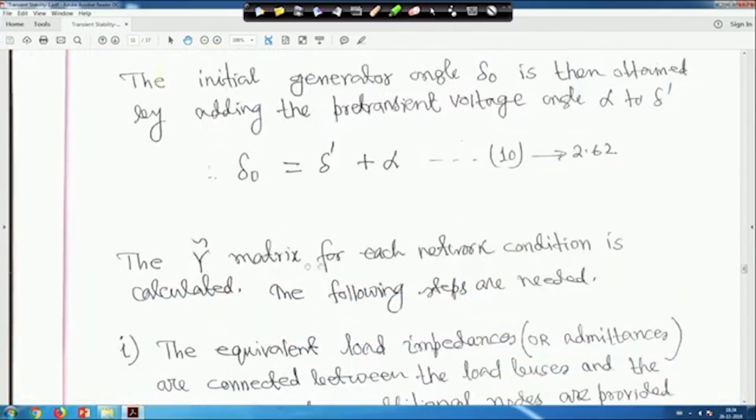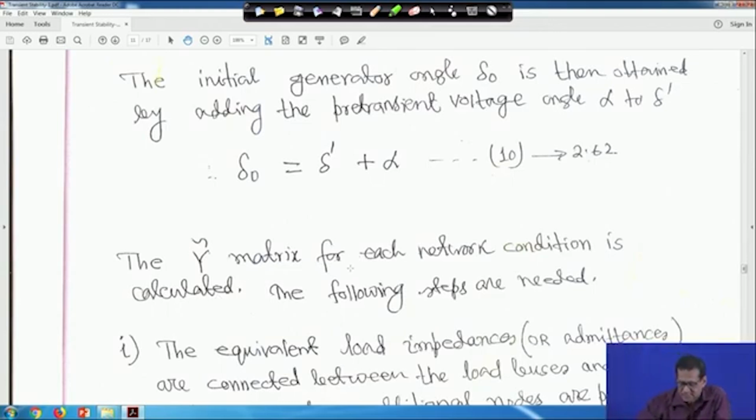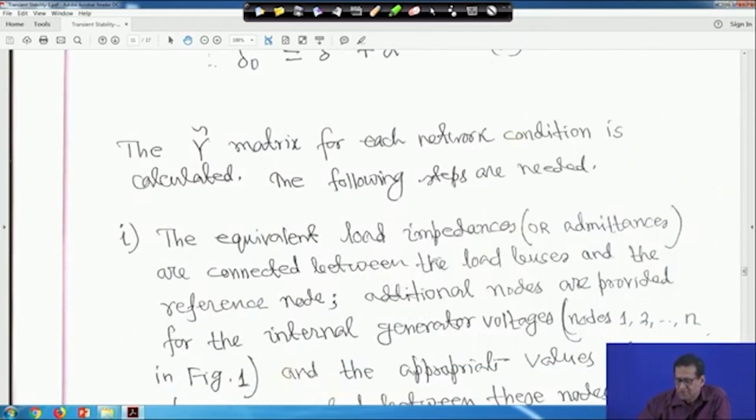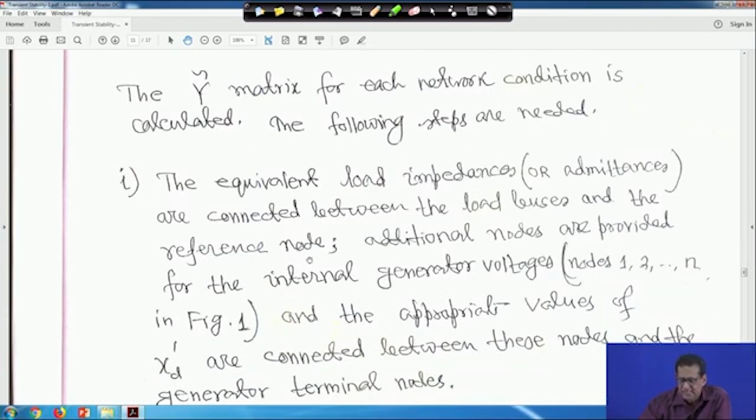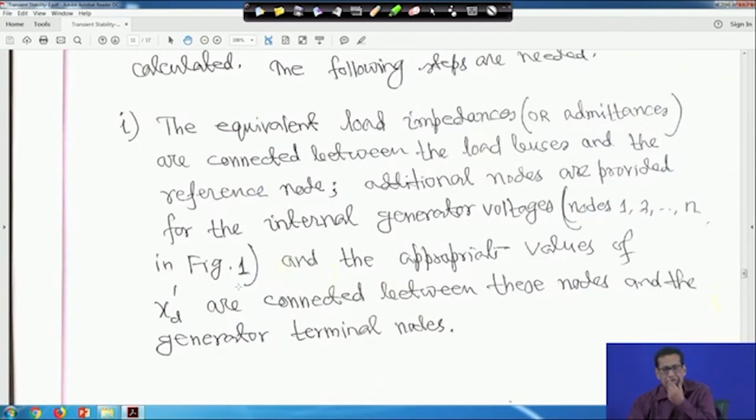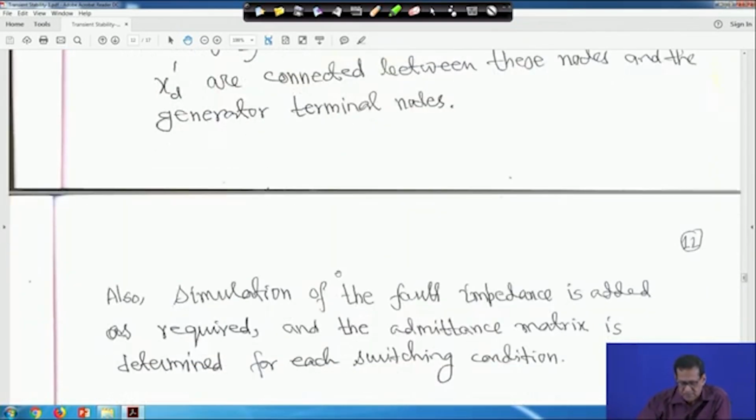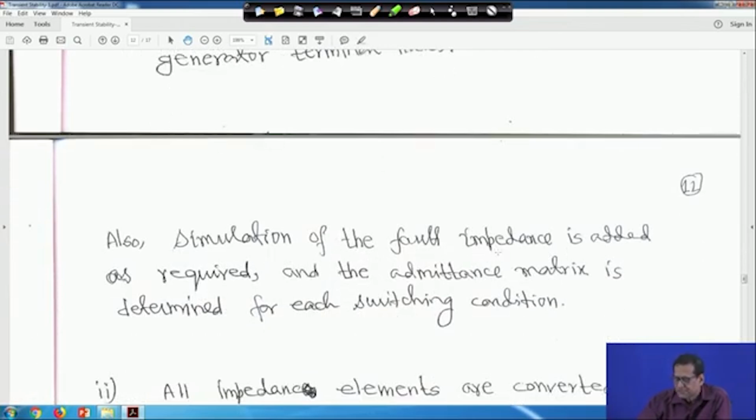Now, the Y tilde matrix for each network condition is calculated. The following steps are needed. The equivalent load impedances or admittances are connected between the load buses and the reference node. Additional loads are provided for the internal generator voltages, that is node 1 to n. We have seen in figure 1 the general equivalent of the transmission system, load and the machines, right, and the appropriate values of Xd dash are connected between these nodes and the generator terminal nodes, right.